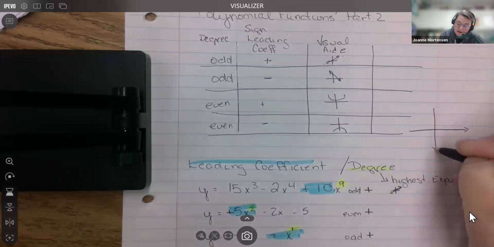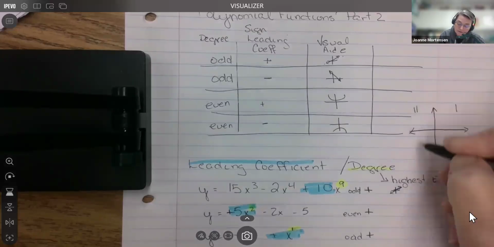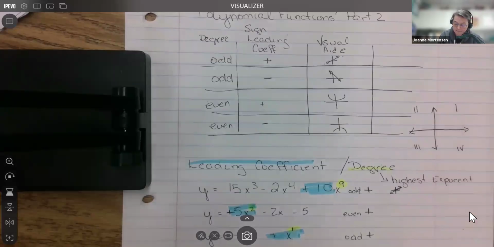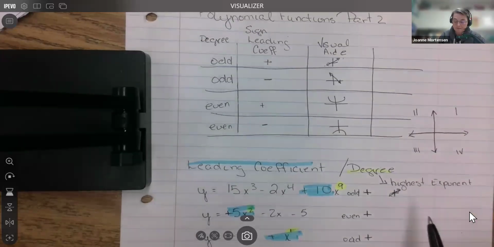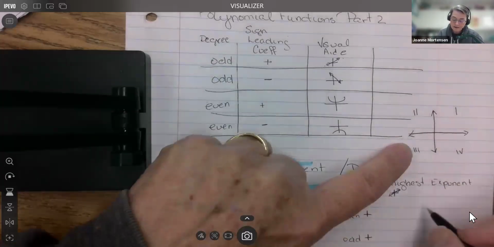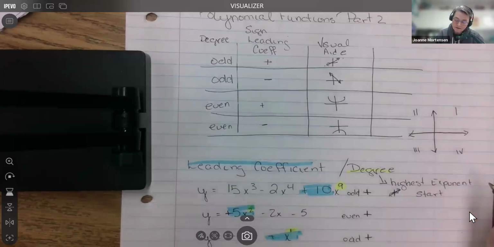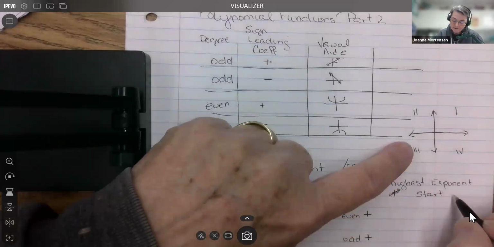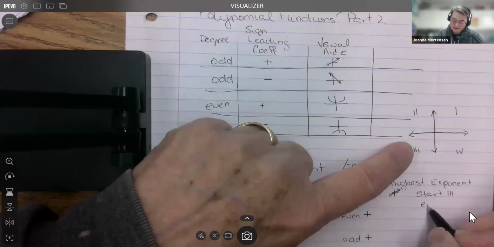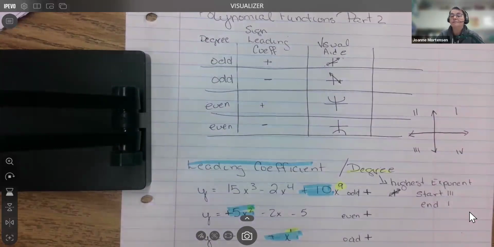When you have your graph, 1, 2, 3, 4. Okay, so I'm starting down here. So basically my line's going to go like that. My start is in 3. My end is in 1. That's the entire question. That's it. That's all I'm asking you to do.